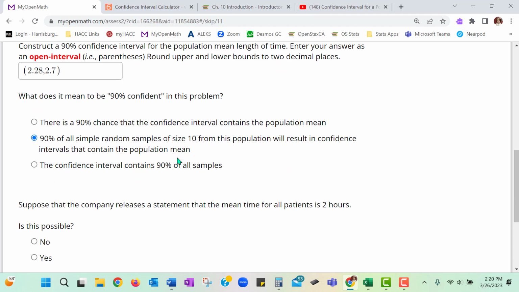Okay, and what does it mean to be 90% confident in this problem? There's a 90% chance that the confidence interval contains the population mean. So this is how I think of confidence intervals, but this second one, 90% of all simple random samples of size 10 from this population will result in confidence intervals that contain the population mean. This is maybe more precise, so I don't know why it was selected to start with, but we're going to keep it selected. And then the confidence interval contains 90% of all samples. That doesn't really even make sense in this context.